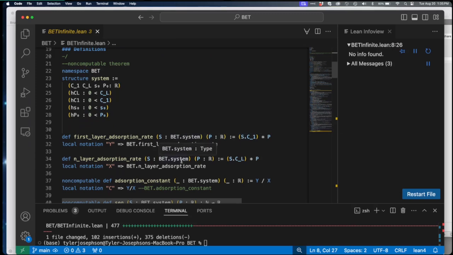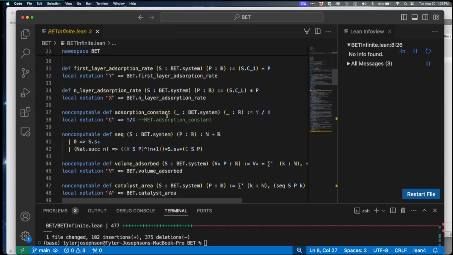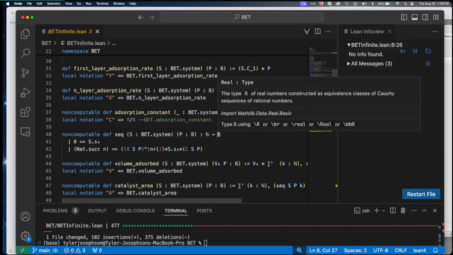We also then have an nth layer adsorption rate. We have this definition of the adsorption constant, which here we just define as y over x. We're following the text from the paper. Then we have this sequence. This is a recursive function. We take in the BET system, we take in the pressure, and we have a function that outputs a natural number to a real number.